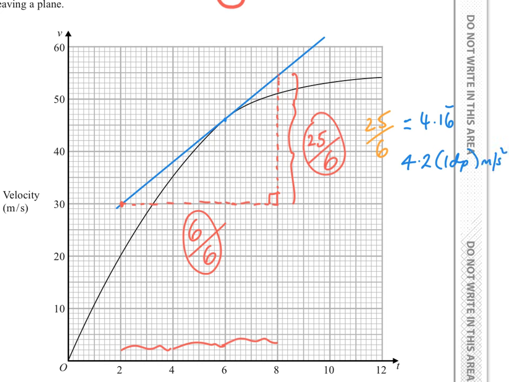Now, if you don't like that, then go back to how you found this at 6 and how you found this at 25, and then try and justify to yourself, this axis here was the velocity that was given, and this axis here was time. So if you do 25 divided by 6, that should make sense because you've done v divided by t. And try and think back to what we said.